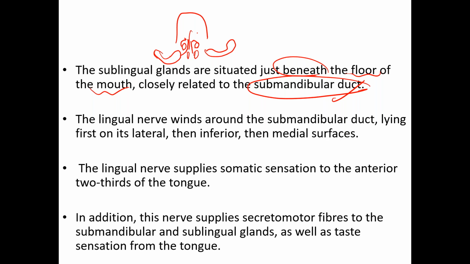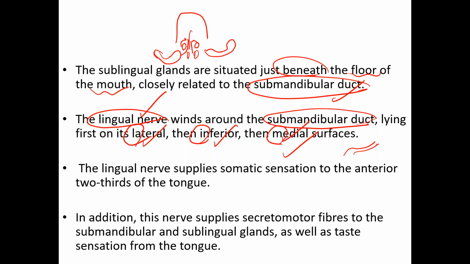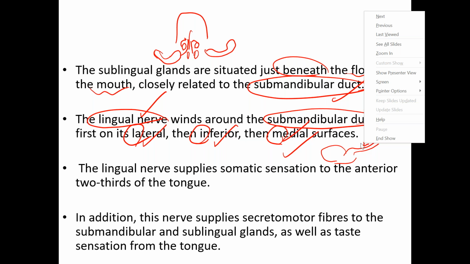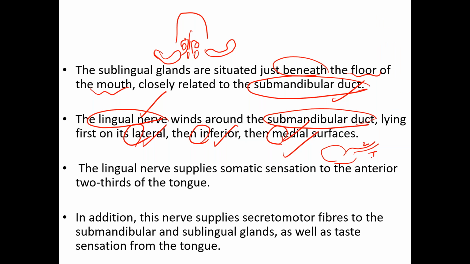The lingual nerve winds around the submandibular duct, lying first lateral, then inferior, and then medial. So what is the course of the lingual nerve here? You can say first it is lateral, next lateral inferior, next it is becoming medial. So if you take the submandibular duct from the deep lobe like this, the lingual nerve first lies lateral, then lateral inferior, and then it comes to medial. So lateral to inferior to medial, it comes like this. The lingual nerve course is like this.